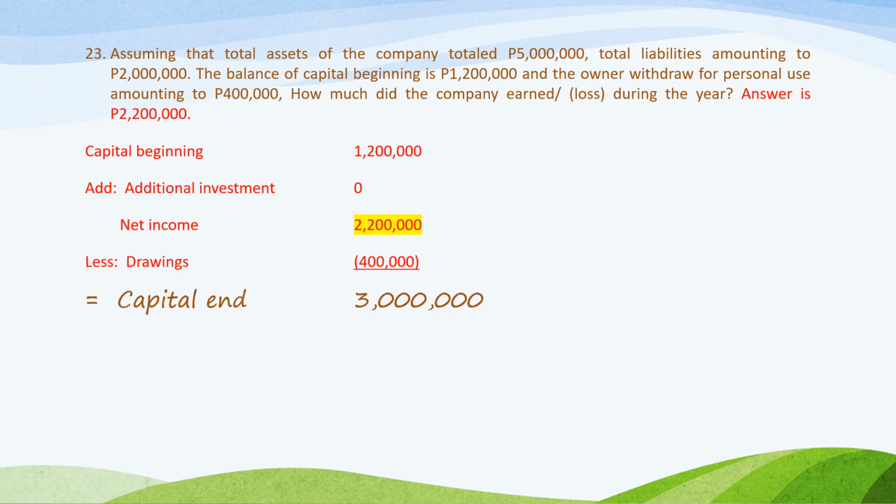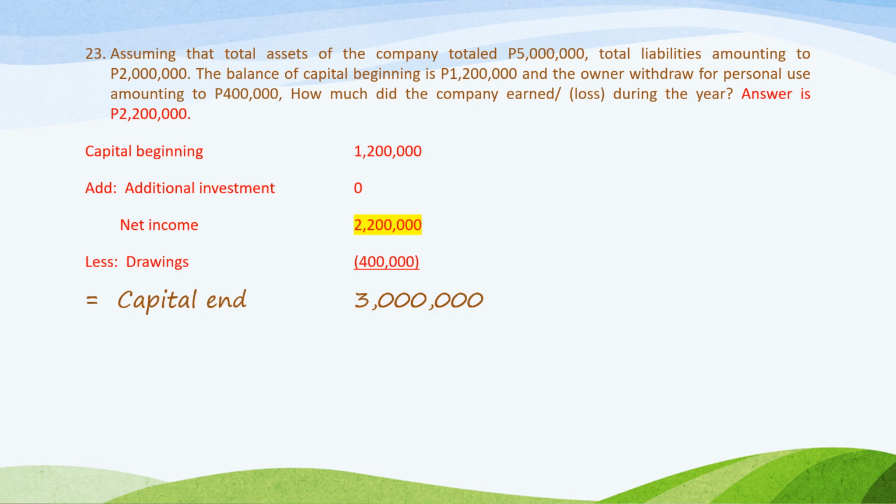So, given the capital beginning at 1,200,000 and there is zero additional investment. So, net income is the amount we are looking for. And then the drawings is given at 400,000. The capital end can be computed as the 5 million assets minus liabilities of 2 million. So, capital ending is 3 million. So, therefore, capital beginning of 1.2 plus net income, which is not yet given, so we will solve. Less drawings, we should arrive at 3 million.